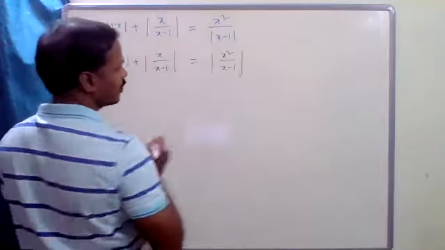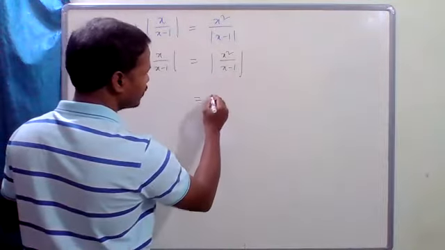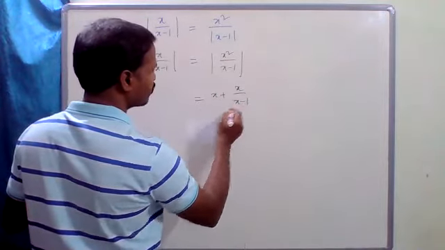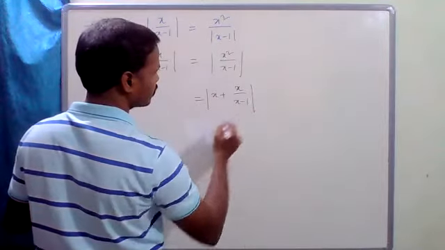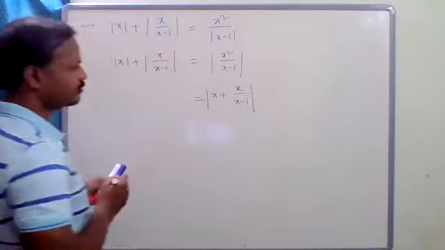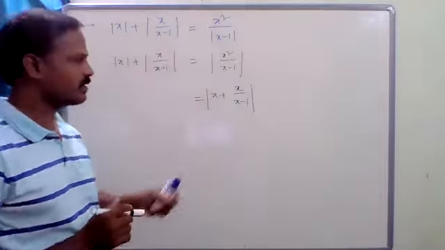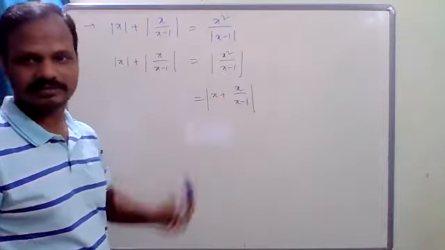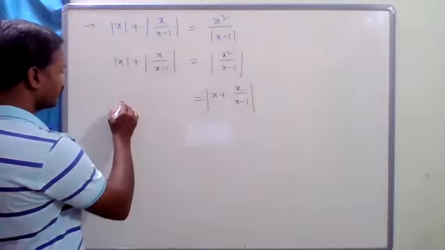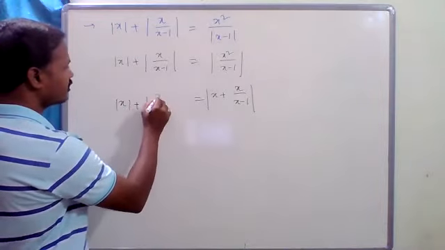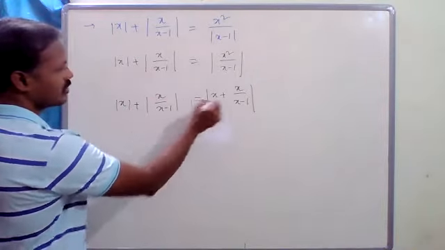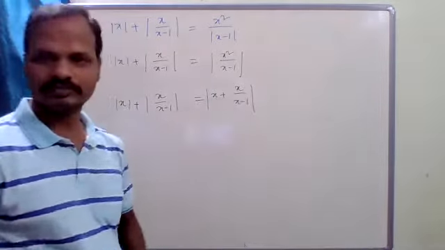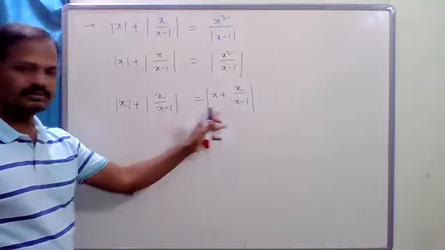Now observe this right side part. This right side part can be written as x plus x by x minus 1, which is x square minus x plus x, which is x square by x minus 1. So mod x plus modulus x by x minus 1 equal to modulus x plus x by x minus 1.